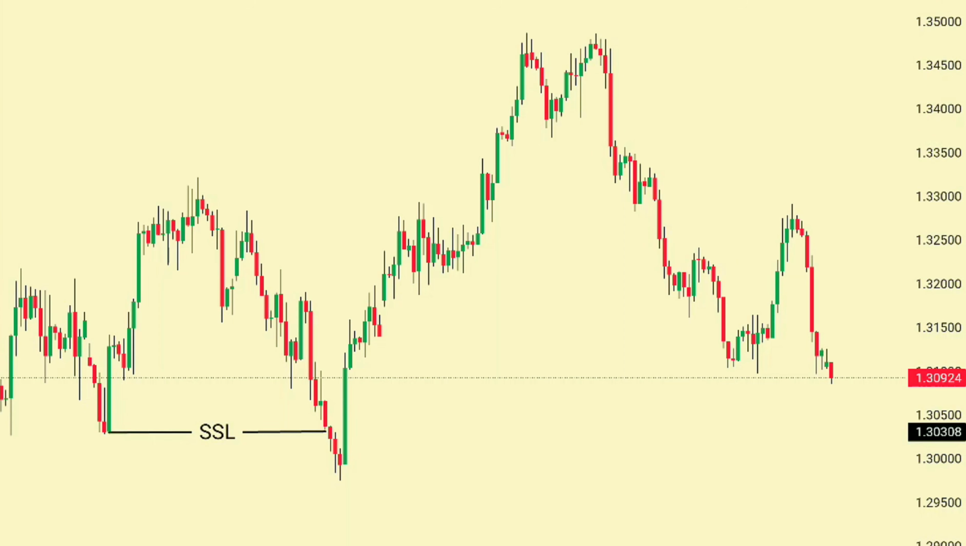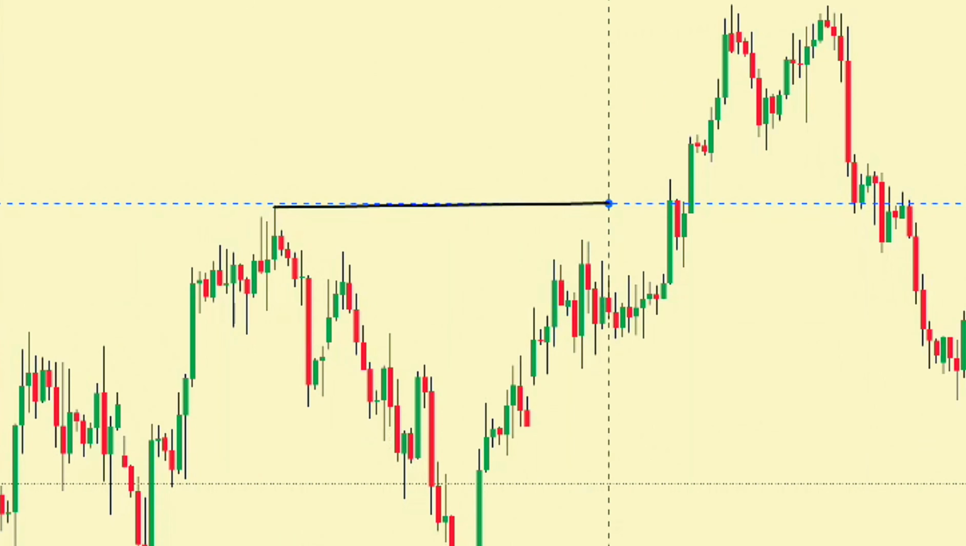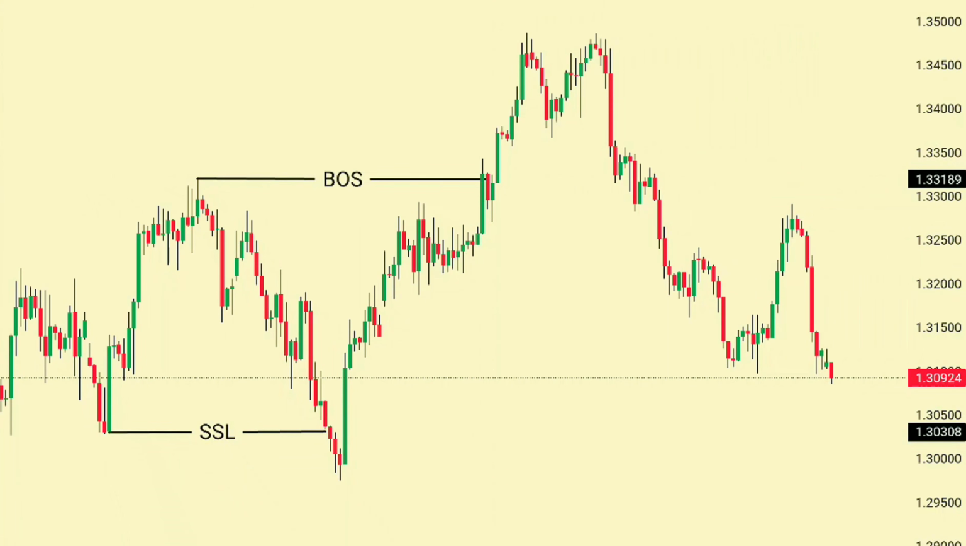After the sell-side liquidity was taken, the market began showing signs of strength. Instead of continuing lower, price reacted aggressively to the upside and broke above the previous swing high, creating a bullish break of structure. This was a very important moment because it confirmed that the market had shifted from a bearish environment to a bullish one. Many traders make the mistake of entering immediately after a liquidity sweep, but I prefer to wait for a break of structure because it provides additional confirmation. Once this bullish break of structure was formed, I had a clear reason to start looking for buying opportunities instead of trying to sell the market.